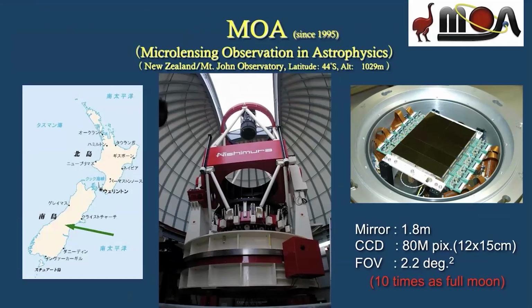So the next step is to try to make use of both the timescale and the theta E. For this analysis, we make use of 9 years of the MOA project. MOA is Microlensing Observations in Astrophysics, a collaboration between Japan, New Zealand, and the United States, observing at the Mount John Observatory in the South Island of New Zealand. We are using a 1.8 meter telescope with an 80 megapixel camera. We have a very wide 2.2 square degree field of view. Because of that, we can conduct fast, high cadence microlensing survey observations.